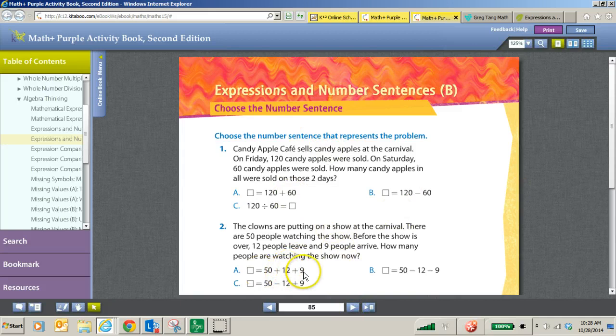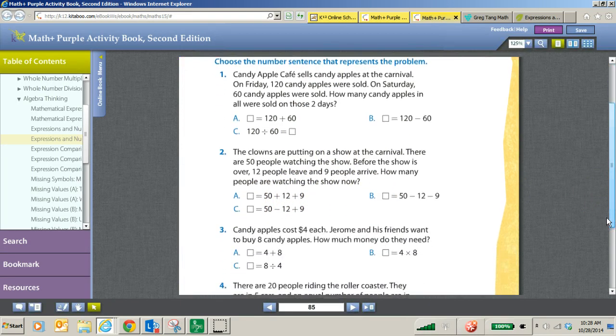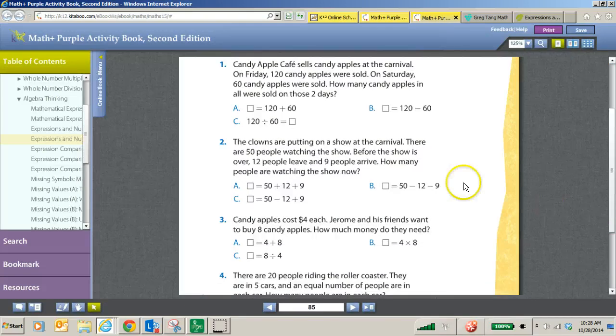There are also equations here that are multiple step, where you add and then possibly subtract, or you subtract and then subtract again. So let's look at this one. The clowns are putting on a show at the carnival. There are 50 people watching the show. Before the show is over, 12 people leave and 9 people arrive. How many people are watching the show now? So think about before the show, there's 50 people, then 12 leave, and then 9 more arrive.